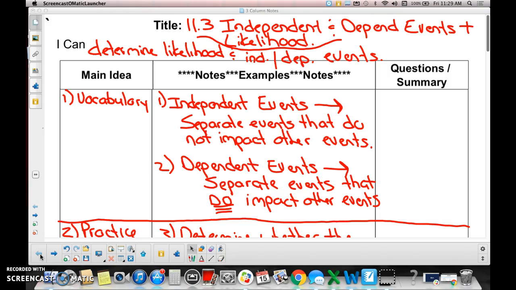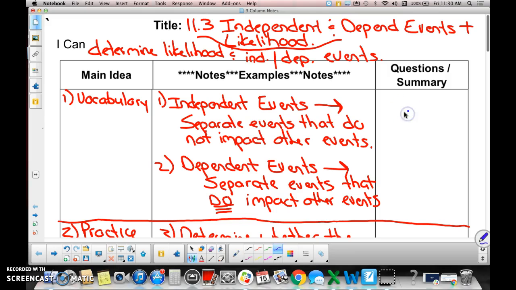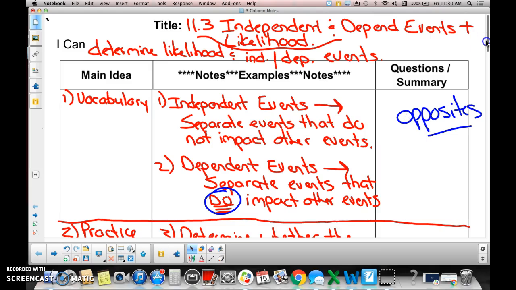Good. So we're going to get to likelihood in a couple of seconds. I'm just going to do a brief summary on independent and dependent events. As a lot of you wrote in your summary, they are opposites. Independent events are events that do not impact each other. And dependent events are separate events that do impact each other. Okay? We did 3 examples.